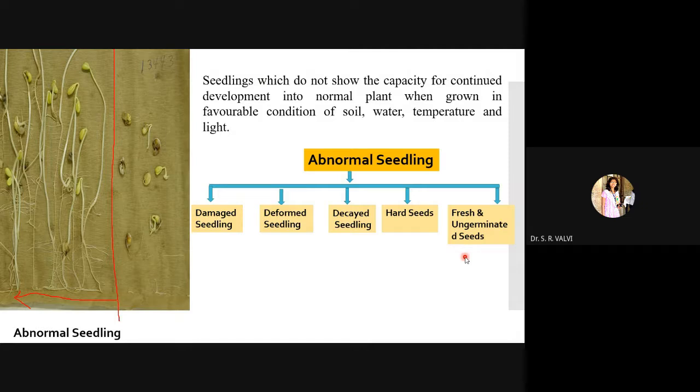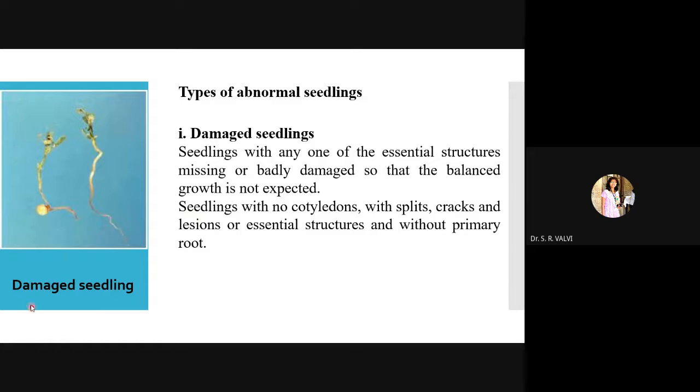So one by one again we have to see what exactly is a damaged seedling, what is a deformed one, what is a decayed one, right? So we start with the first, the damaged seedling. Now see the first image, you can see the image of a damaged seedling. So now see the seedling with any one of the essential structures missing or badly damaged, any one.